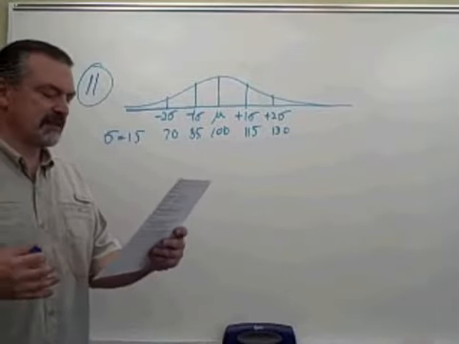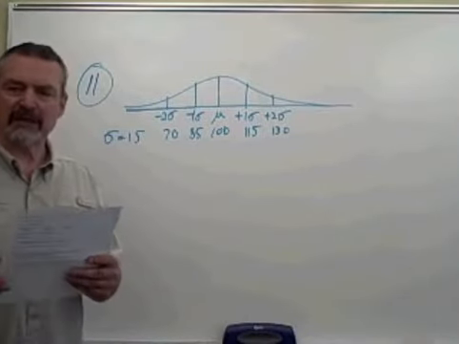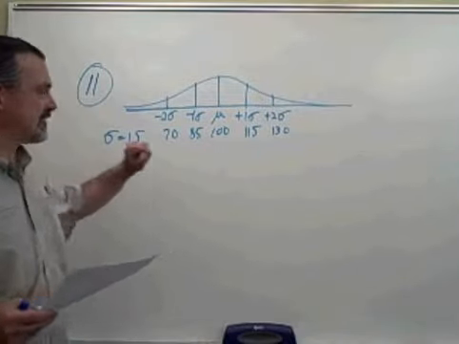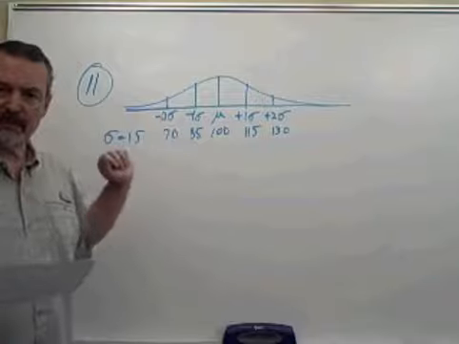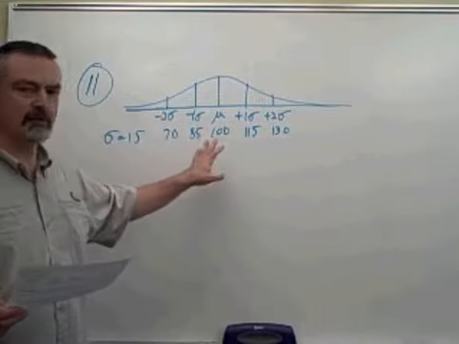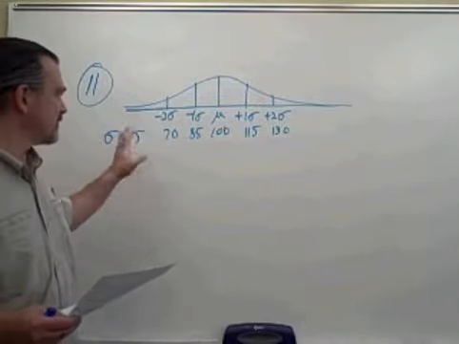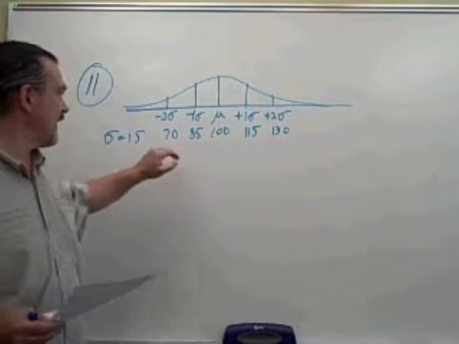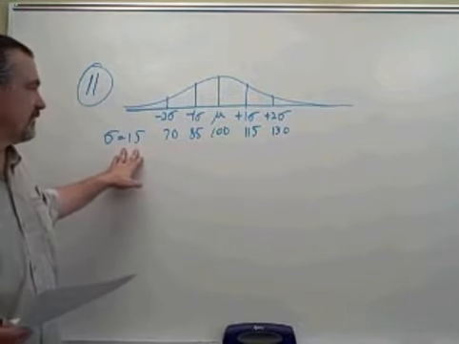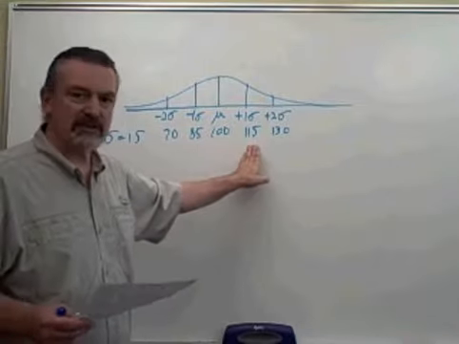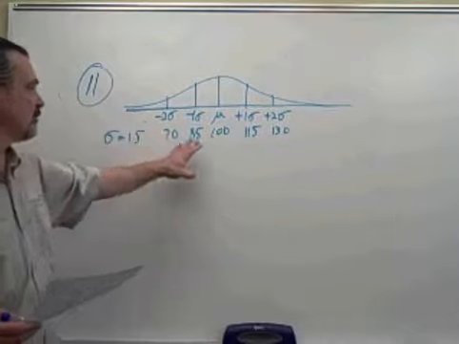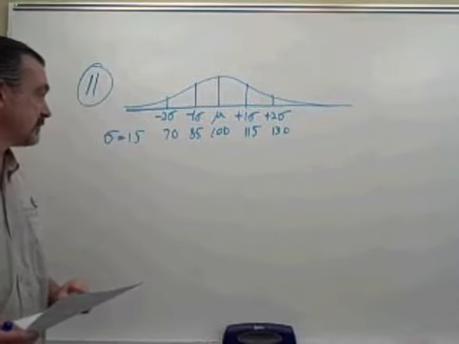This is parts C and D of problem 11. Again, we're dealing with IQ. It is said that the IQ of the population as a whole is normally distributed. In this case, the mean of that IQ is 100 and the standard deviation is 15. So one standard deviation above would be 115, two above 130, one below 85, and so on.